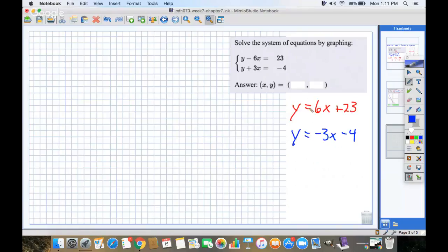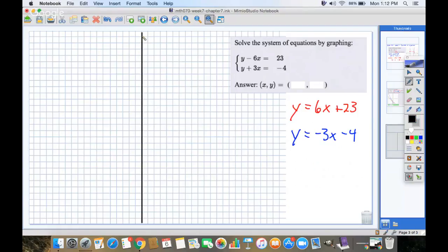So as far as y-intercepts, I need to scale my grid here so that I can get up to 23 and down to negative 4. This one has a positive slope, that one has a negative slope. So this red one's going to go uphill, blue one's going to head downhill, and they should meet somewhere. All right, so let's see. We'll put the y-axis, just throw it here. And the x-axis, I have to get to 23. So now I have to look at my paper and figure out how that's going to happen.